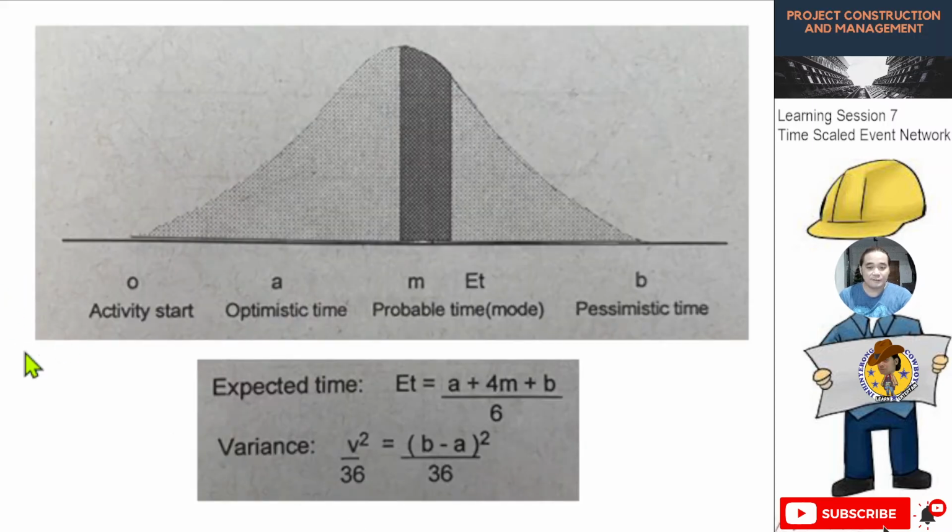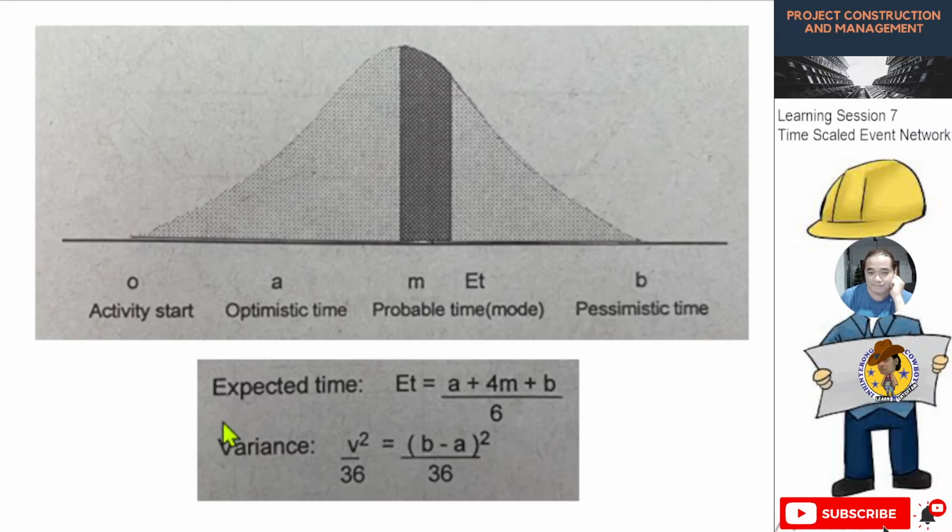Okay, so this is the example of a curve, the probabilistic curve. We have 0, the activity start, then the optimistic time, then the probable time, M, estimated time, then the pessimistic time. Meaning this is the worst time or the delayed time of a certain project.